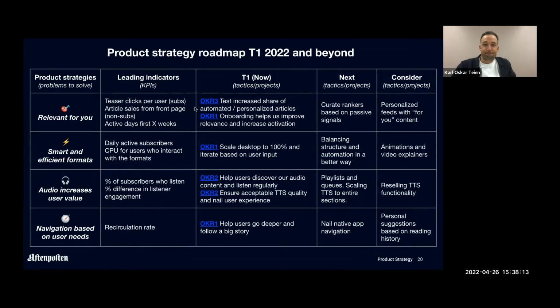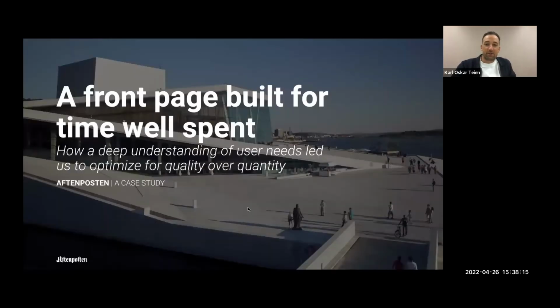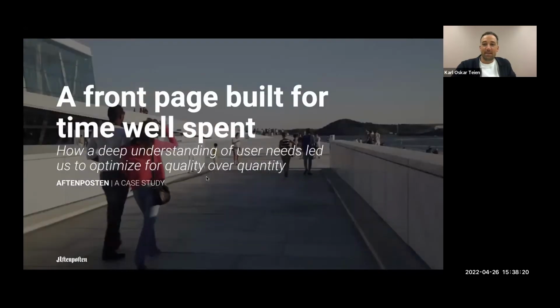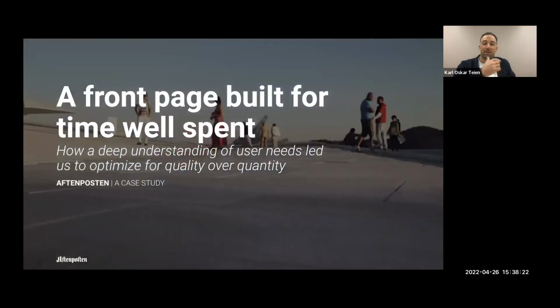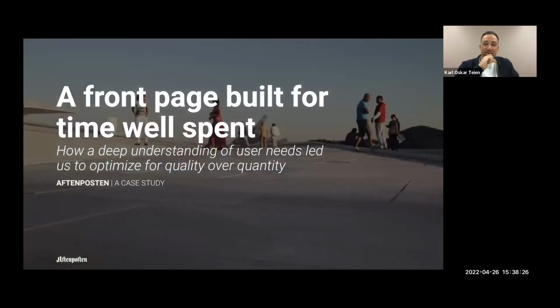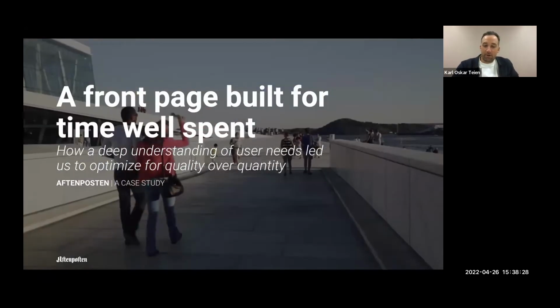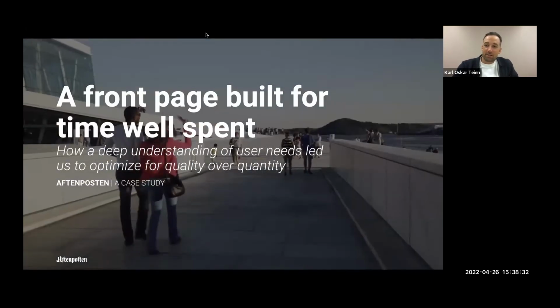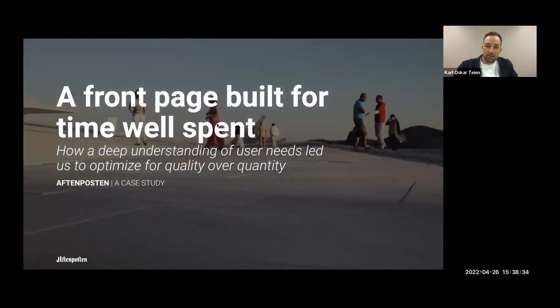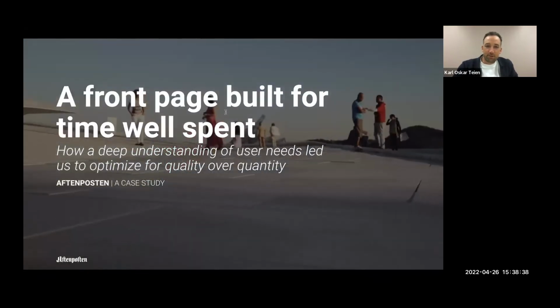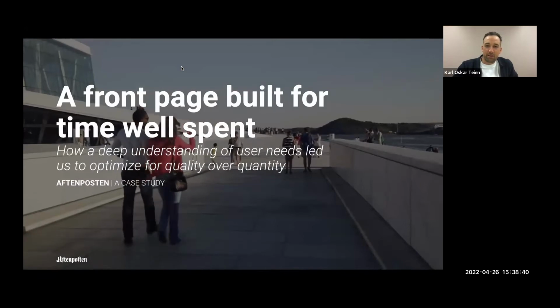So I think that's kind of a good summary and a good bridge to what we did in Aftenposten when we built what we called a front page for time well spent. Are there any questions before I get into that? I'm just going to check the chat here quickly. No questions so far. Perfect. I will keep going.